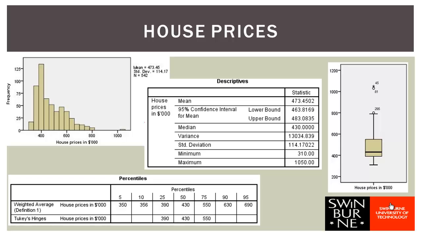So here's the output that we produced for the distribution of house prices. First let's have a look at the way the variable is distributed in our sample. You can see that the house prices are positively skewed and that we have a couple of houses that are unusually expensive. The median house price was $430,000 and the middle 50% of houses were priced between $390,000 and $550,000. So what would we include if we were going to write a report on this information?